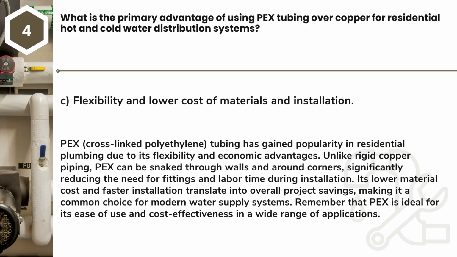Answer: C. Flexibility and lower cost of materials and installation. PEX, cross-linked polyethylene, tubing has gained popularity in residential plumbing due to its flexibility and economic advantages. Unlike rigid copper piping, PEX can be snaked through walls and around corners, significantly reducing the need for fittings and labor time during installation. Its lower material cost and faster installation translate into overall project savings, making it a common choice for modern water supply systems. Remember that PEX is ideal for its ease of use and cost-effectiveness in a wide range of applications.